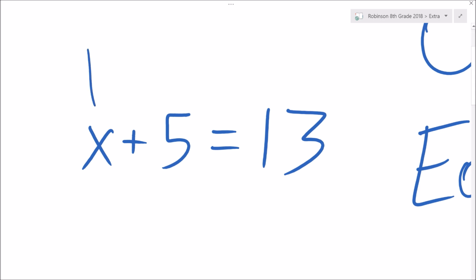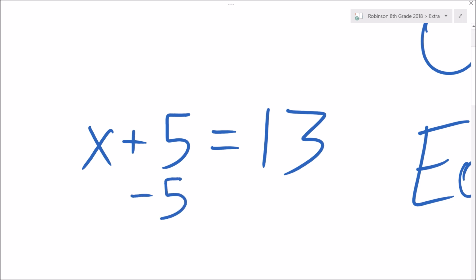First, we need to find our variable, which is the x, and we need to say, well, what is happening to x? We're adding 5 to it. The inverse operation of addition is subtraction. So instead of adding 5, we need to subtract 5.